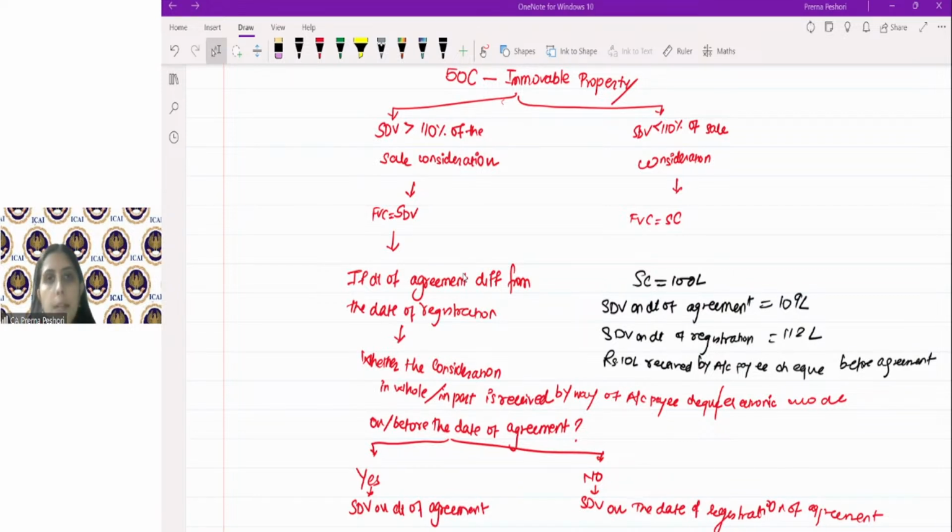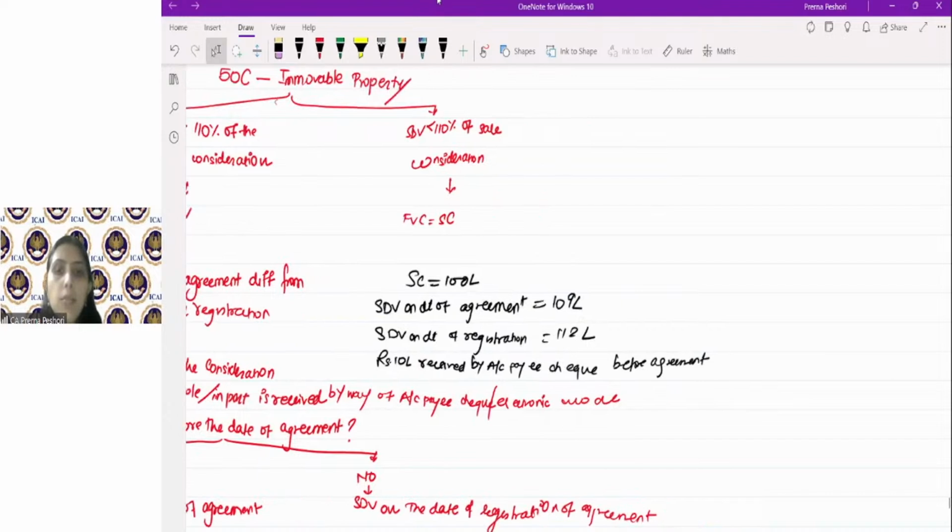Yes, it will not be applicable. Correct, Vinay Kumar, in this case, 50C will not be applicable. You will take the stamp duty value on the date of the agreement, which is 109 lakh. You will compare it with this. Since this is less than 110% of the sale consideration, therefore 50C is not applicable. Are we clear? Clear? Any doubt? Okay.